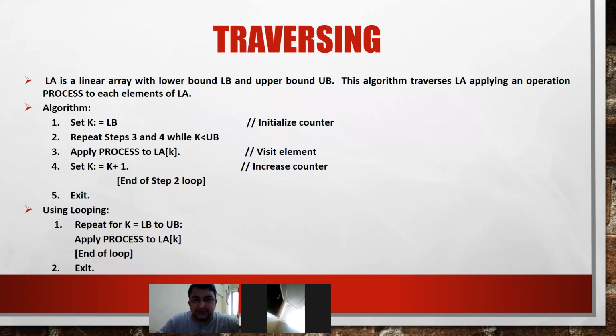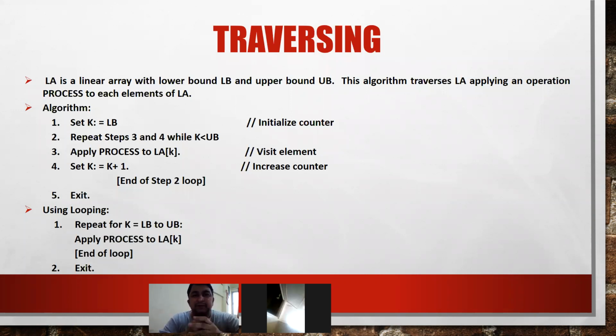Next is traversing. Traversing, as I told you initially, means visiting a particular element in the array. Visiting an element in the array. Let's see here, it starts with K equals lower bound. So the starting value will be initialized to the lower bound. Repeat steps 3 and 4 while K is less than upper bound. So the starting value should be less than the upper bound.